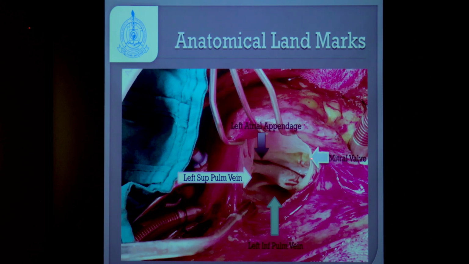In this patient, this was the calcified mitral valve. Just superior to the calcified mitral valve is the left atrial appendage. This is an exam question: what is the superior structure to the mitral valve? The left atrial appendage. And what is posterior is the left superior pulmonary vein and the left inferior pulmonary vein.